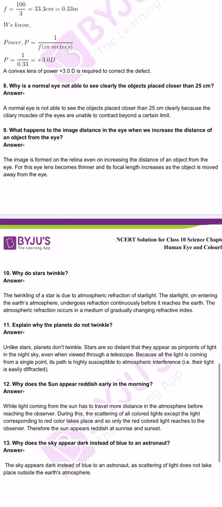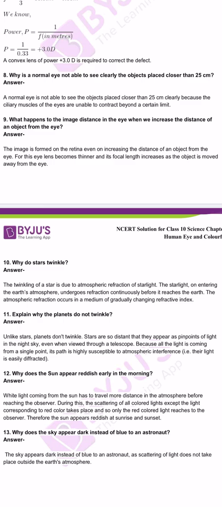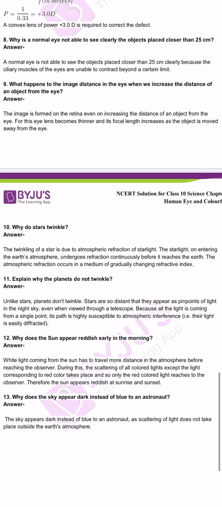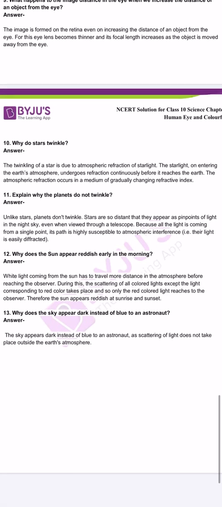Now, next question is, what happens to the image distance in the eye when we increase the distance of the object from the eye? The image is always formed on the retina, even on increasing the distance of the object from the eye. Whatever the distance of the object is, the image must be formed on the retina, then only we will be able to see the objects. For this, the eye lens becomes thinner with the help of ciliary muscles, and its focal length will increase as the object is moved away from the eye. So the image will be formed on the retina, so the image distance will remain the same.